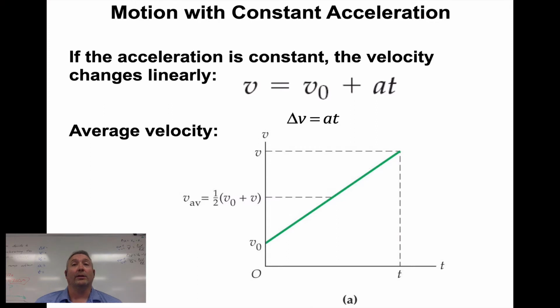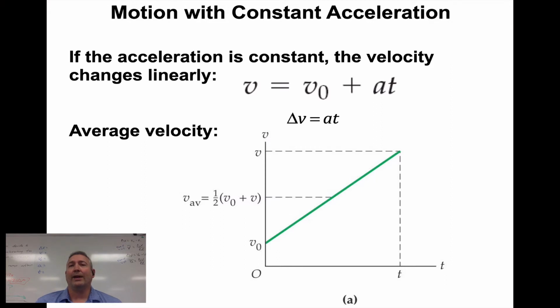So if we rearrange the acceleration formula to solve for final velocity, this is what we get. That's a great formula to use for situations when you don't know how far something's gone, but you know that it has gone a certain amount of time and a certain acceleration, and you want to know how fast it's going after that, or how fast it started.